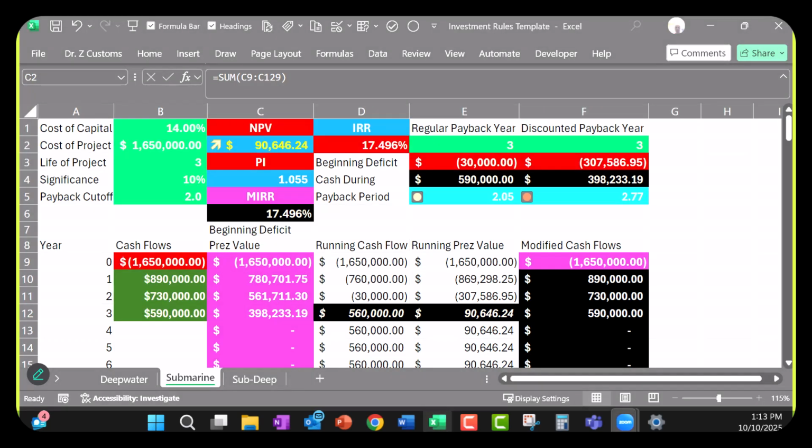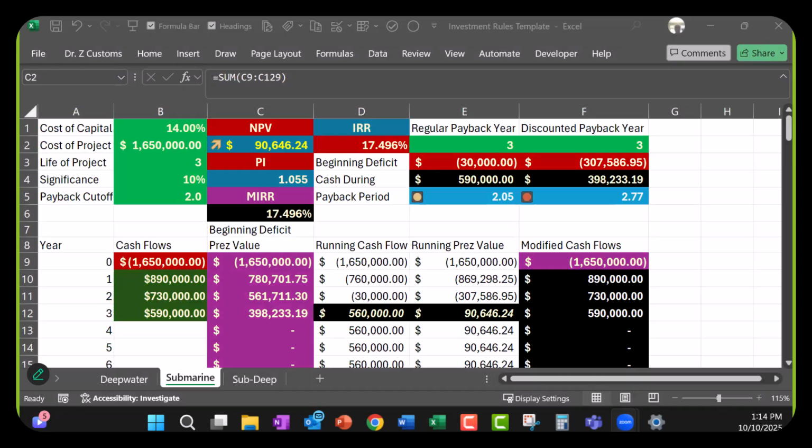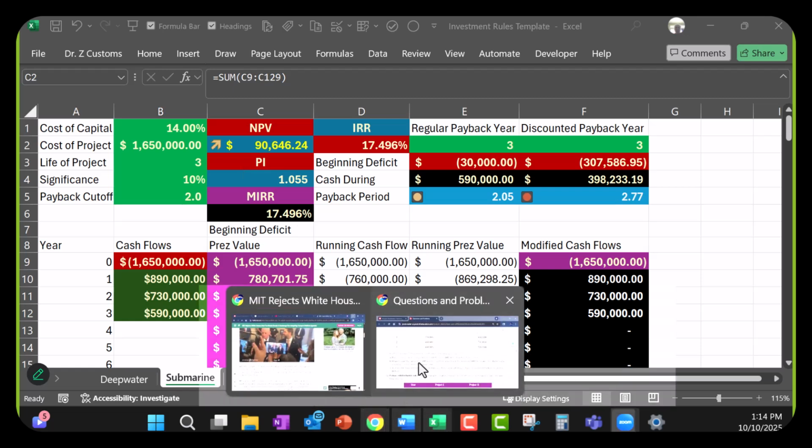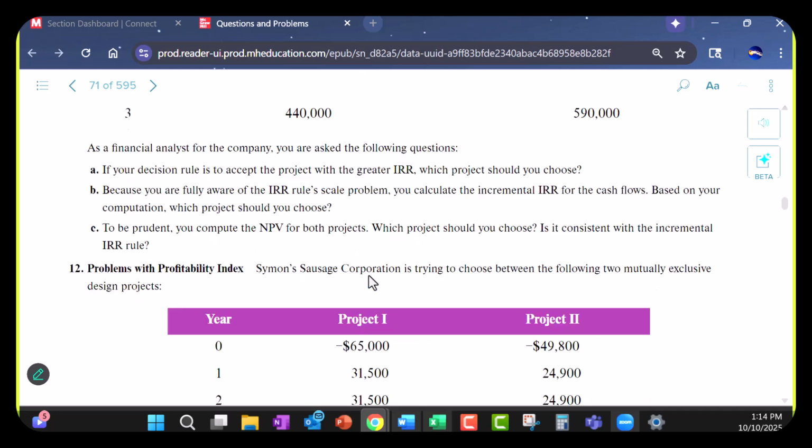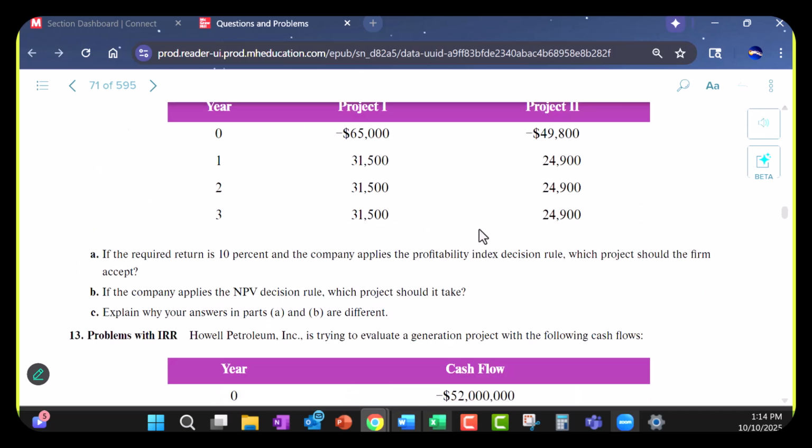I have a question from Zaylen. Both projects are beneficial, but they are mutually exclusive, which means you can pick only one of them. If these were standalone, we would have accepted both of the projects, both based on IRR and NPV rules. Let's look at the next issue.